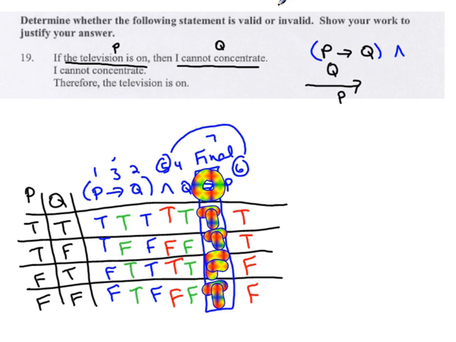And when you look at this problem, we see that we have a false. If you have even one false in your final answer, it is an invalid argument. If they're all true, it would be valid. In this case, since we have a false, it is invalid. And that completes the Chapter 3 exam review.